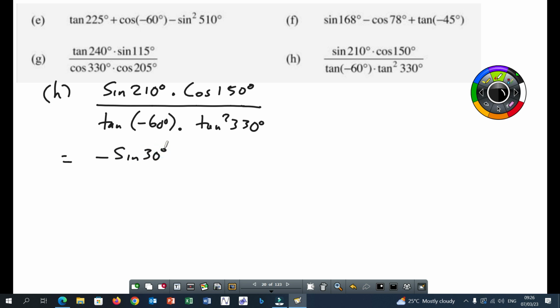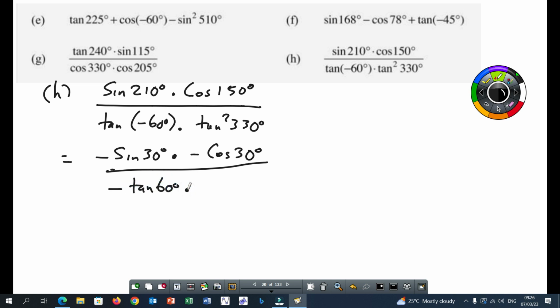1 mark there. Times 150 is in the 2nd quadrant, and cos is negative. So if you subtract 30 degrees from 180, you get 150. So this would be minus cos 30 degrees. 2nd mark there. The 3rd mark, application of negative angles. So that will be minus tan 60 degrees.